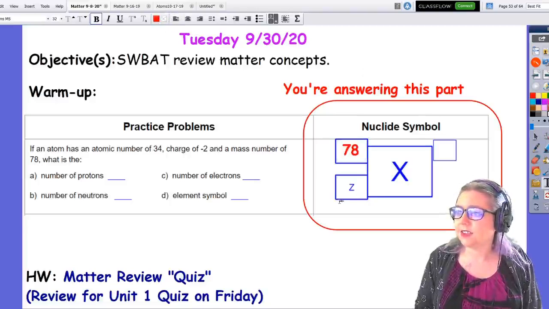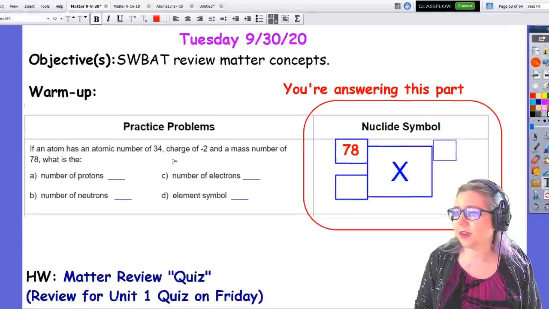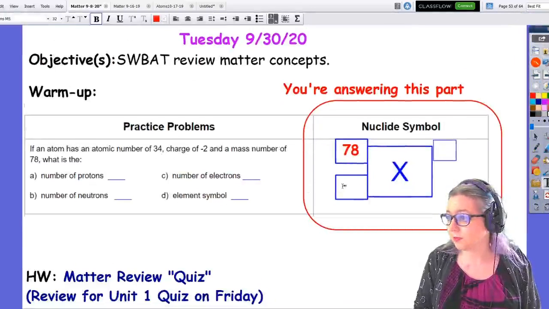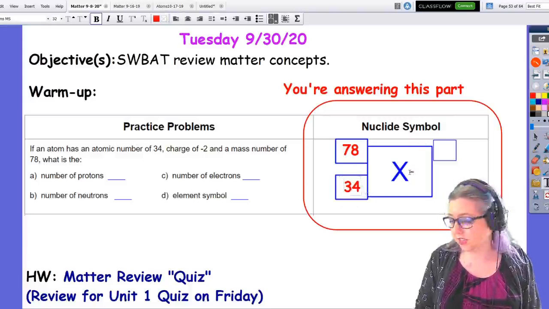Then Z is my atomic number. So I'm going to cover up the Z. My atomic number was given as 34. Also our number of protons, good. Then X. Now this is one you actually had to look up.